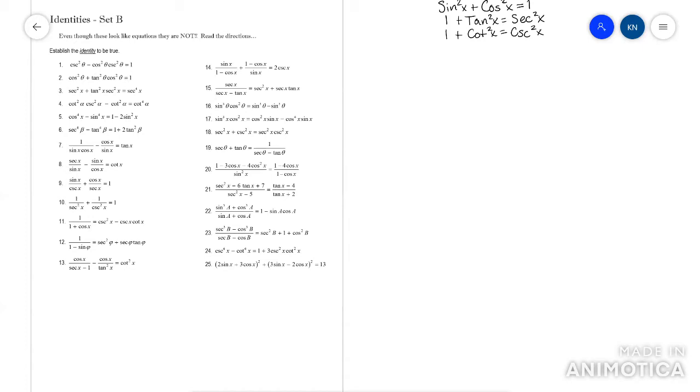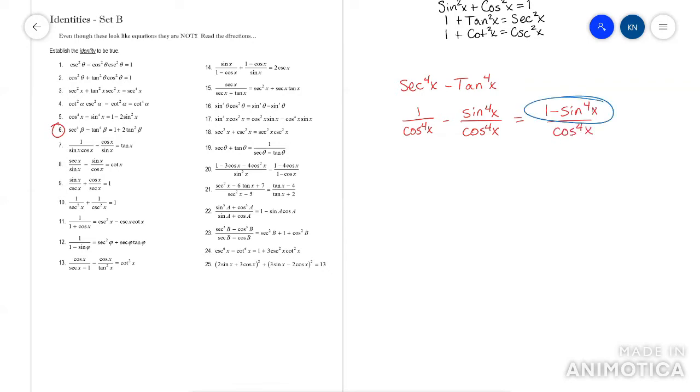Number 6. Secant 4 minus tangent 4. All right, change these to be like cosines and sines. So it'd be like 1 over cosine 4 minus sine 4 over cosine 4. All right, now these have a common denominator, so you can go ahead and combine the numerators. So it'd be like 1 minus sine 4 over cosine 4.